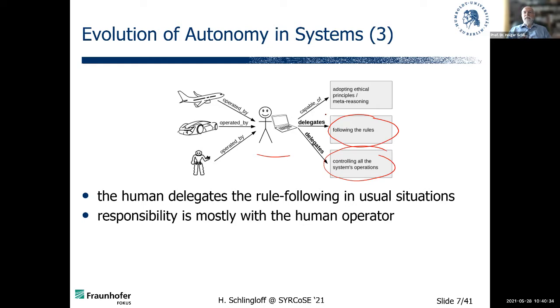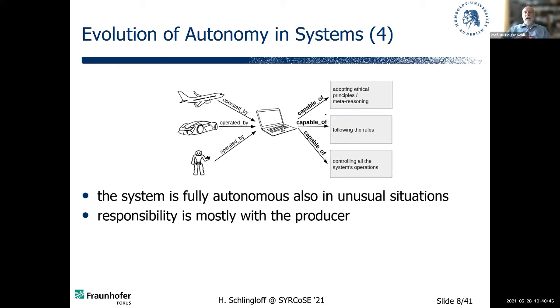The responsibility, at the current state of the art, is mostly with the human operator. But this will be changing in the near future if we are talking about systems which are solely controlled by computers, so systems which are fully autonomous, also in unusual situations. They must be capable not only of following rules, but also of handling exceptional situations reasonably.